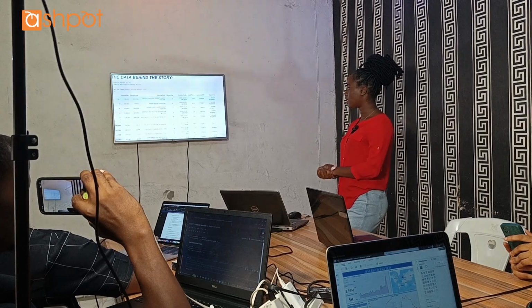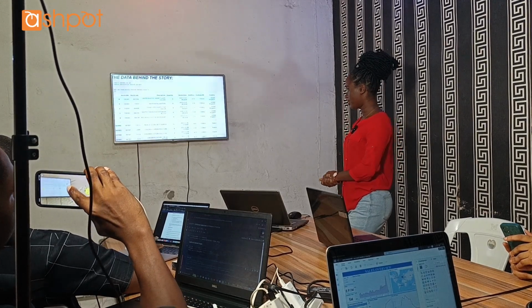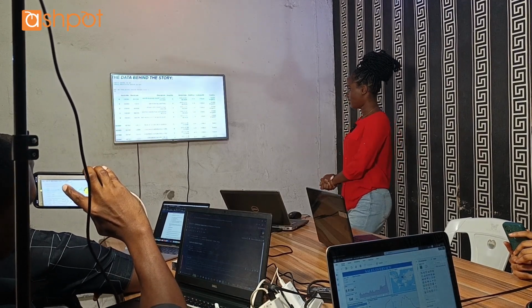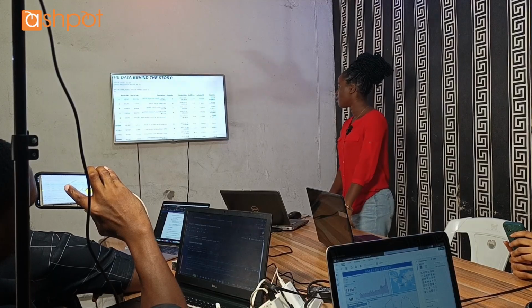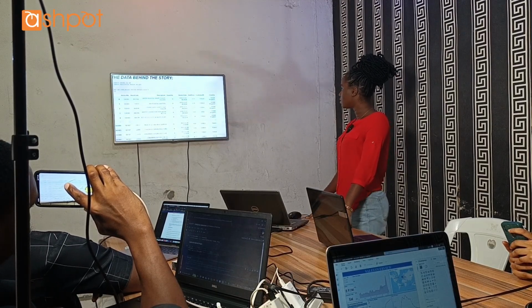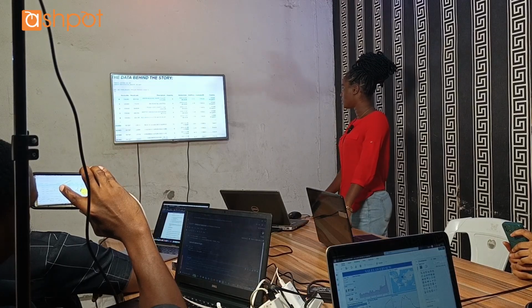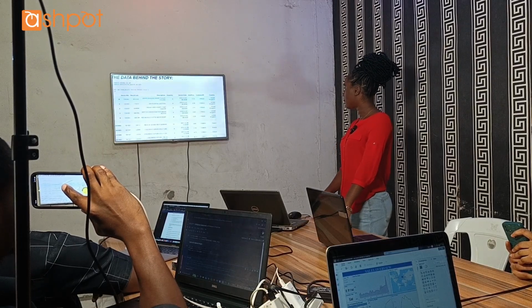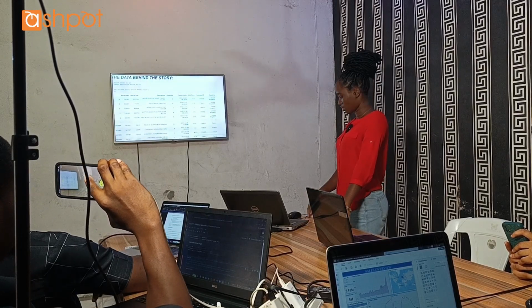An Excel file from Cargo, obviously. This is the data behind the story, where we have the invoice number, the stock code, the description, the quantity, the invoice date, the unit price, the customer ID, and the country.